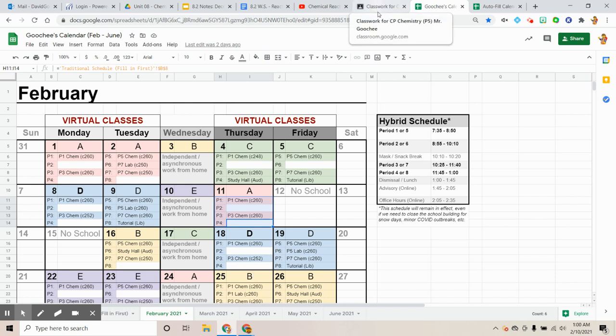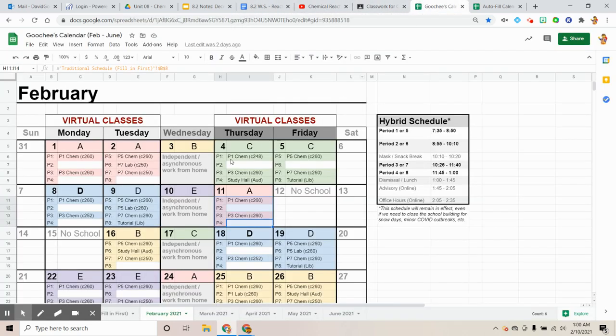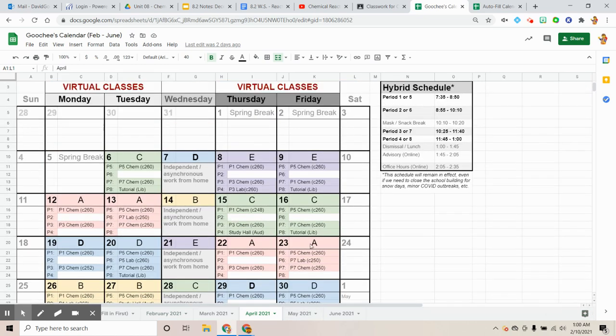Okay, so those are your two assignments for today. Do the chemical reaction worksheet on decomposition, and then fill in your autofill calendar, which should give you your class schedule, including vacations and stuff, all the way to the end of the year.